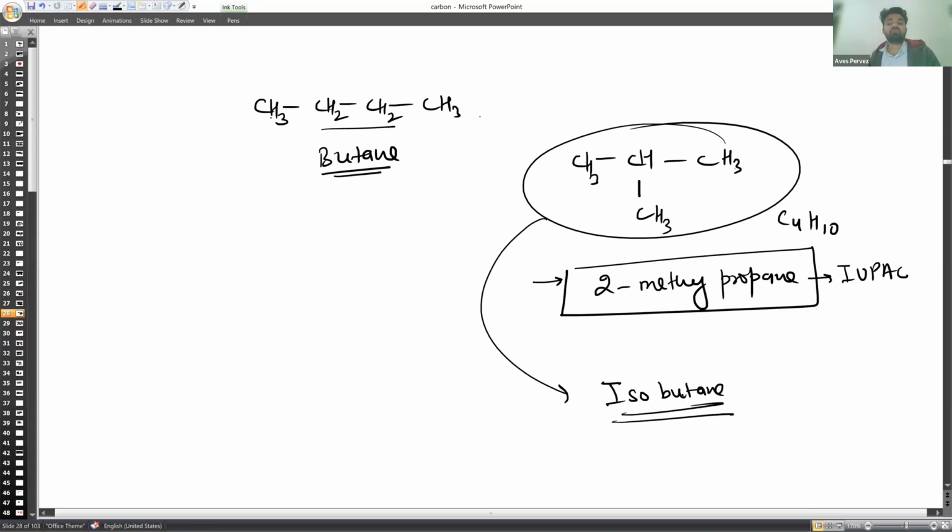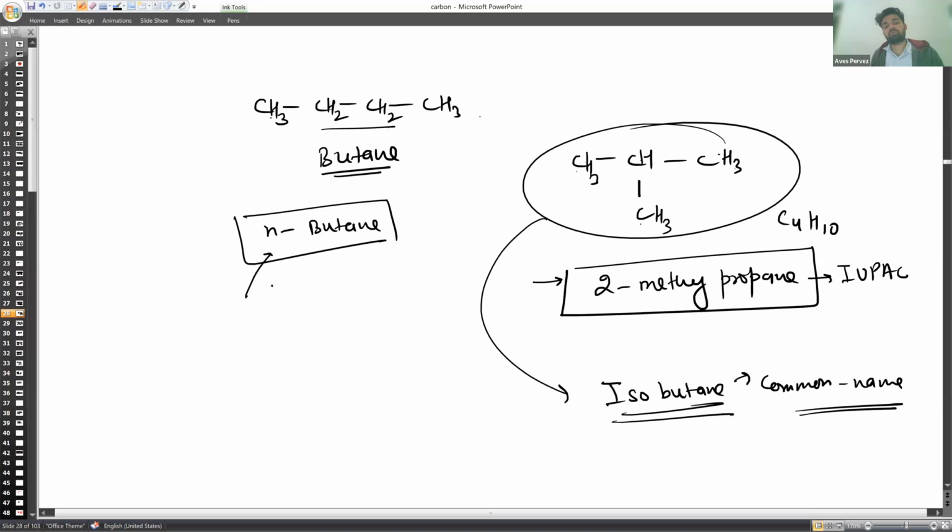In the common name, we use the total number of carbons. We don't write isopropane here; we write isobutane. The total number of carbons should be counted. So this is the common name. This one is butane and its common name is n-butane. N-butane means normal butane. So there are only two chain isomers or branch isomers of butane. We are just talking about butane. Got it? Yes, sir.